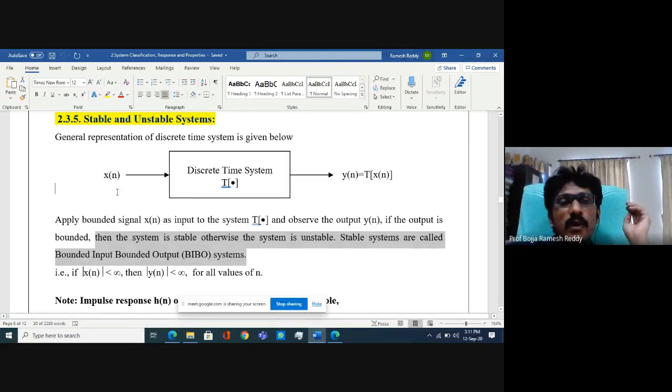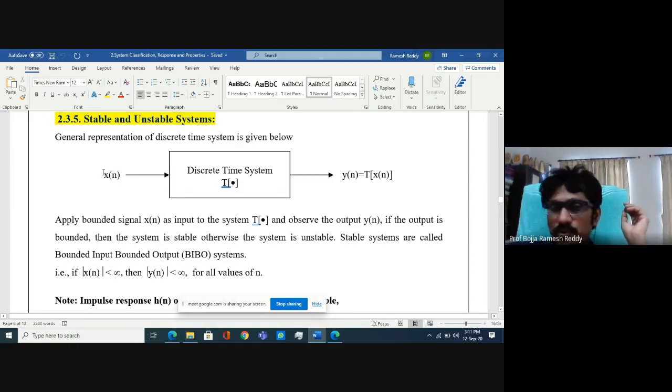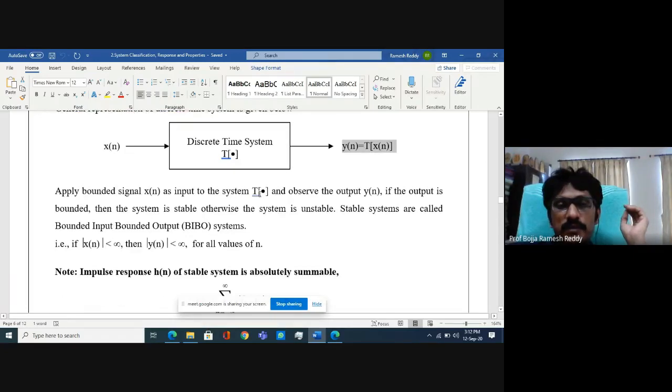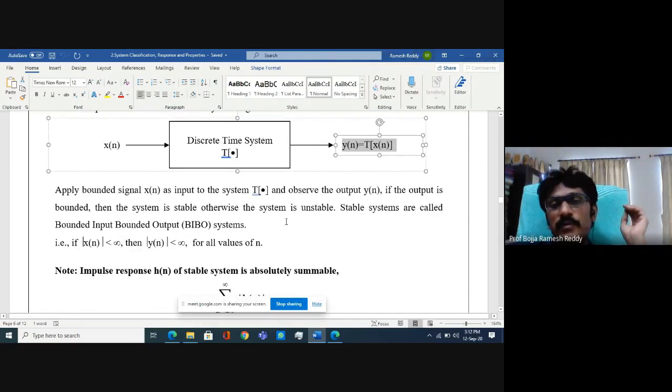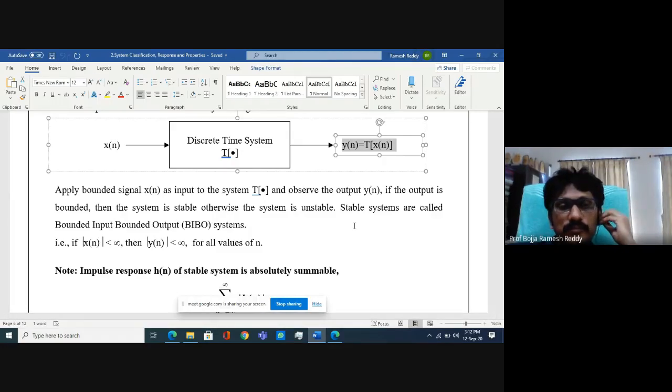Apply a bounded signal as input to the system. Bounded means good. Apply a bounded signal as input to the system and observe the output. If the output is bounded, then the system is said to be stable, where we are giving a bounded signal as input and getting a bounded signal as output. That's why stable systems are also known as BIBO systems, bounded input, bounded output systems.